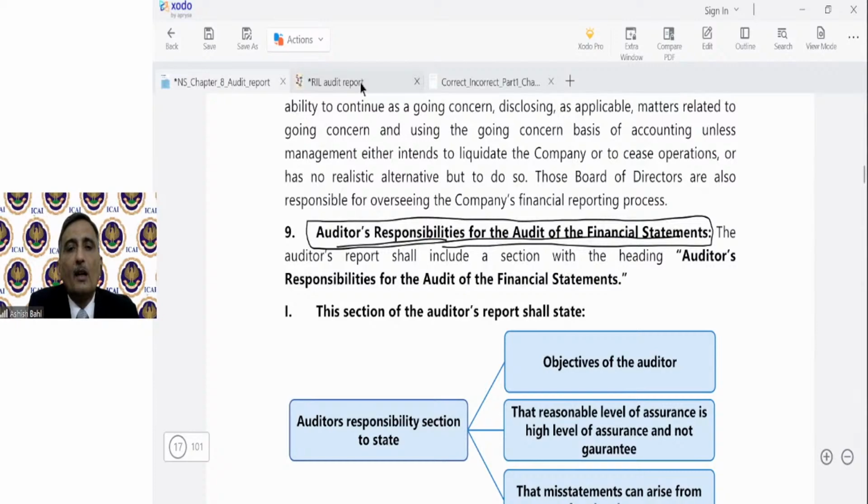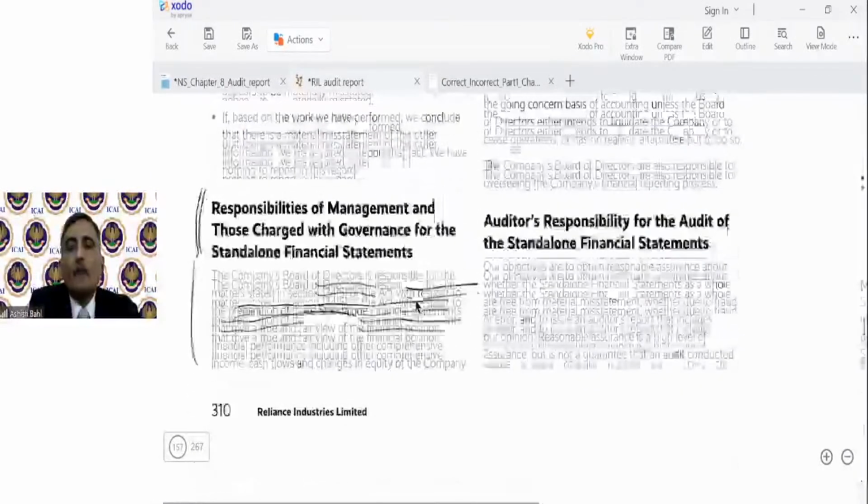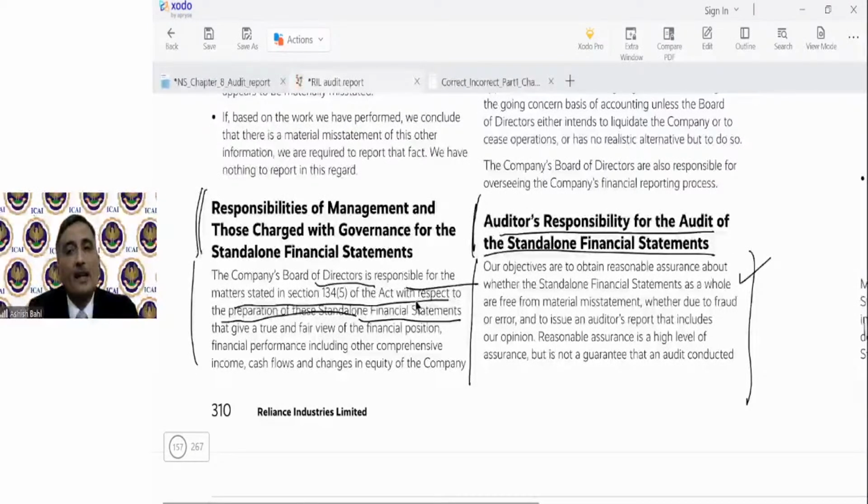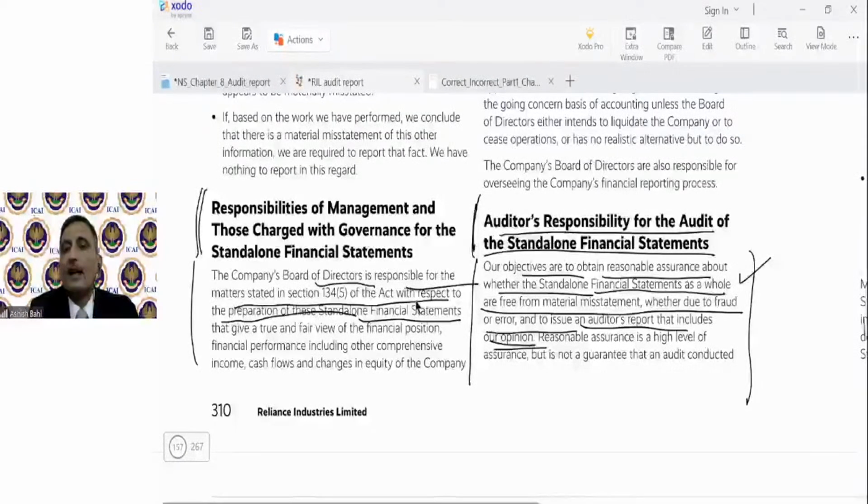Like in this report, "Auditor's responsibility for the audit of financial statements." So this is the heading, and it contains all the responsibilities of the auditor for the audit of financial statements, like our responsibilities to obtain reasonable assurance for expressing our opinion. Our objectives are to obtain reasonable assurance about whether standalone FS are free from material misstatement, whether due to fraud or error, and issue an auditor's report that includes an opinion. Reasonable assurance is a high level of assurance, but it is not a guarantee.